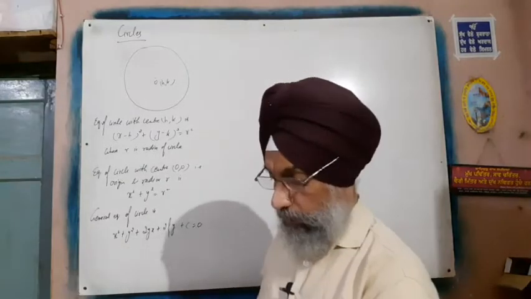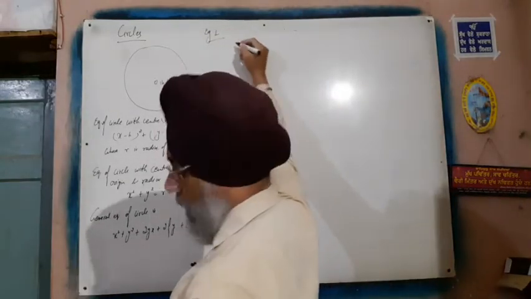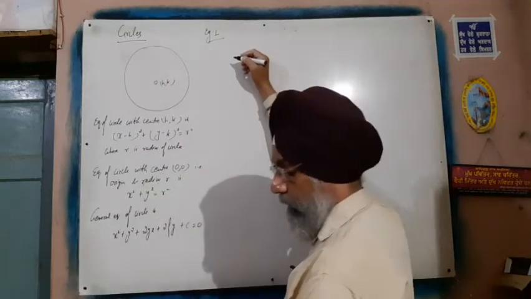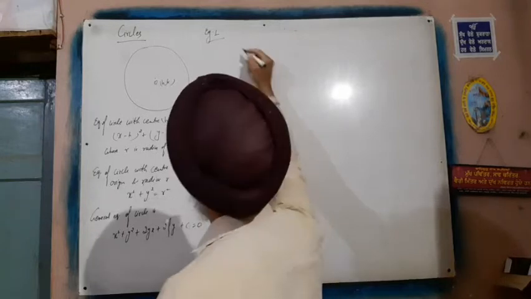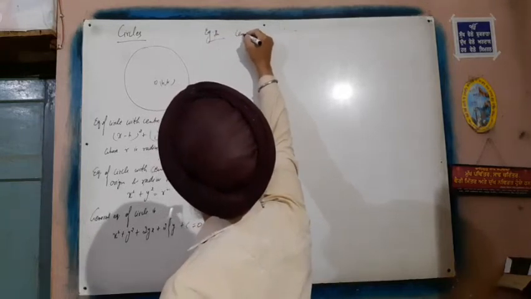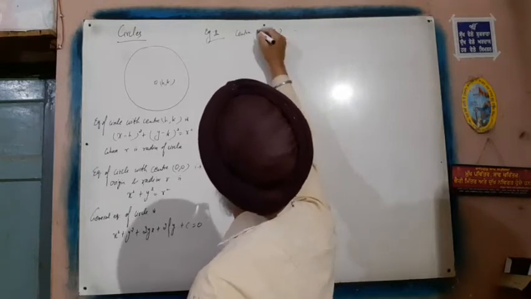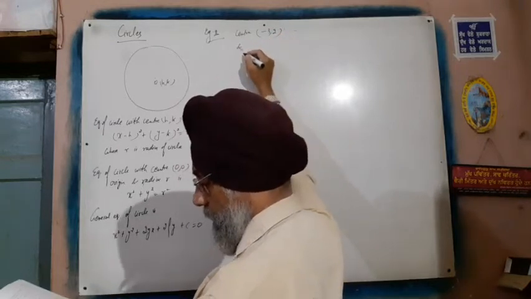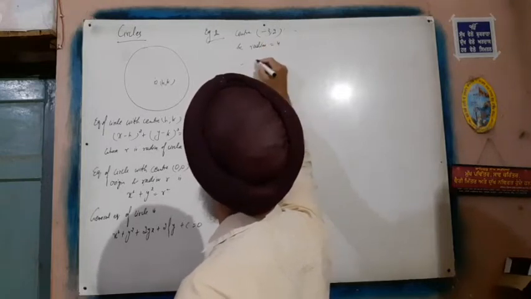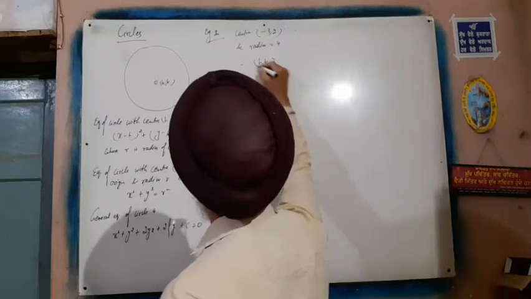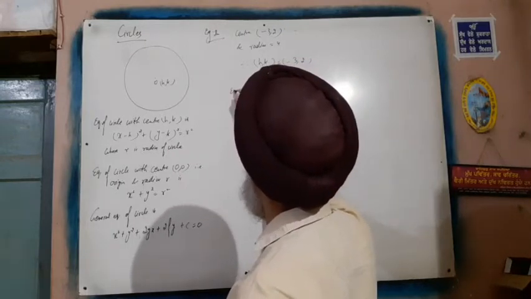See example number 1. It is given: find the equation of the circle with center 0, 0 and radius r. I have already written that. Now the equation of a circle whose center is at minus 3, 2 and radius is 4. Therefore, the center h, k is minus 3, 2 and r is equal to 4.